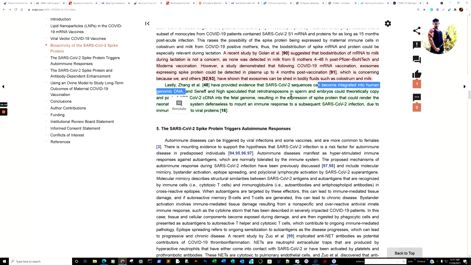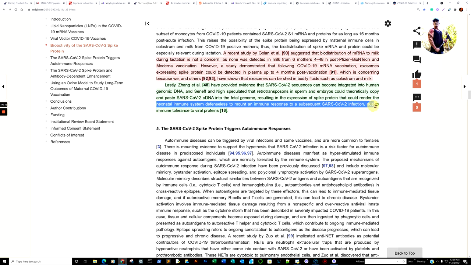figure out, well, I think it was Rutgers University with New York, one of the universities on the East Coast who was developing the RBD vaccine, and this was months and months and months ago, and they mentioned this, and now it was not in a positive light. But to proceed, the retrotransposons in sperm and embryos could theoretically copy and paste SARS-CoV-2 DNA into the fetal genome, resulting in the expression of spike protein that could render the neonatal immune system defenseless to mount an immune response to subsequent SARS-CoV-2 infection due to immune tolerance to viral proteins.